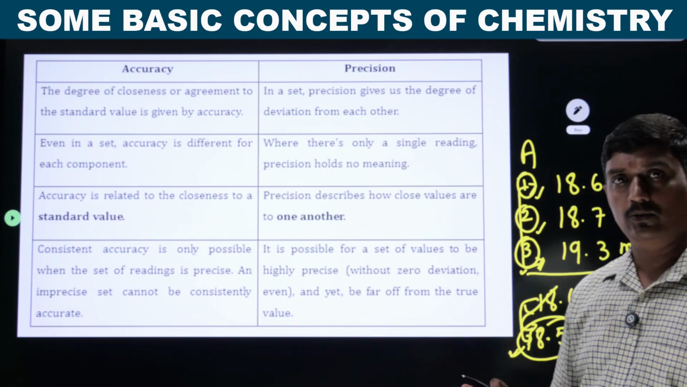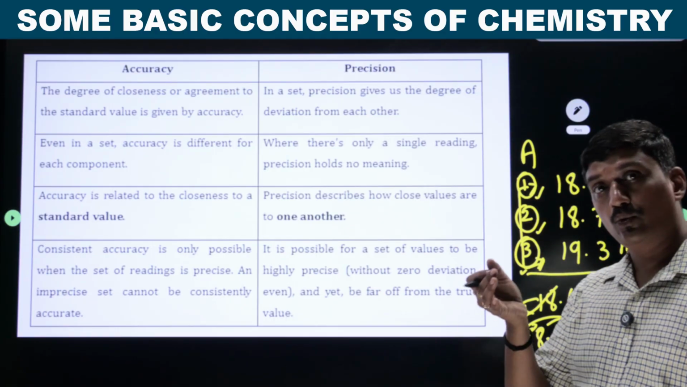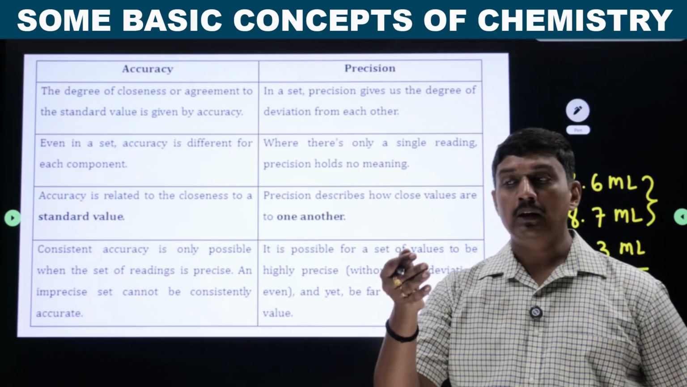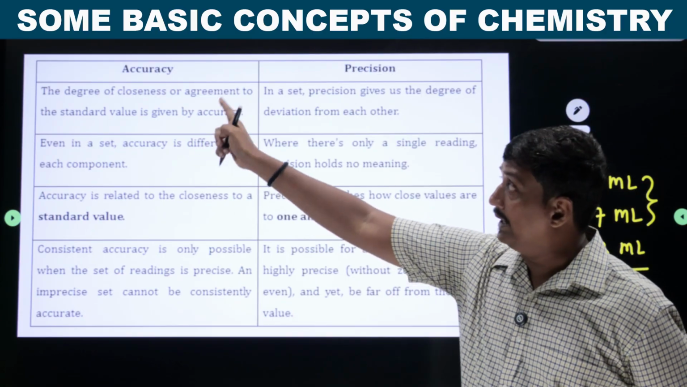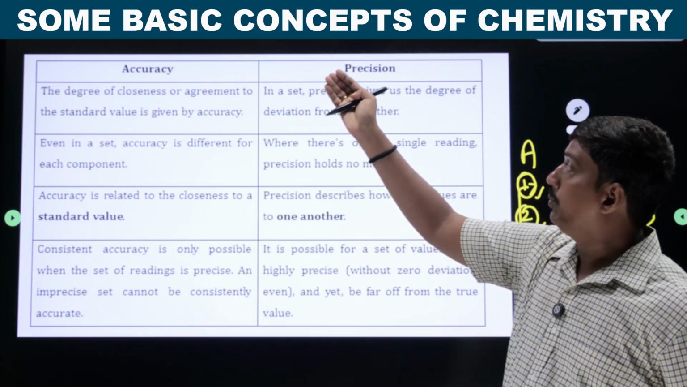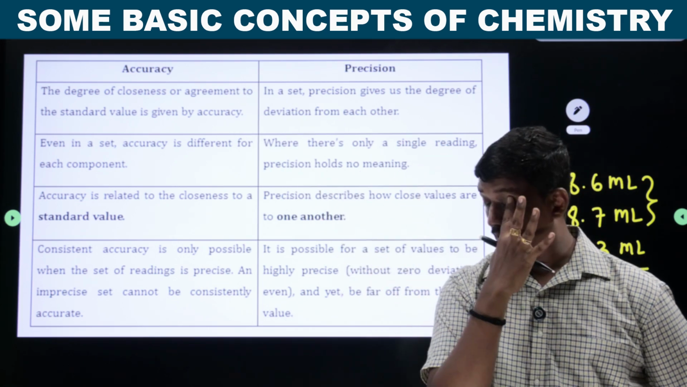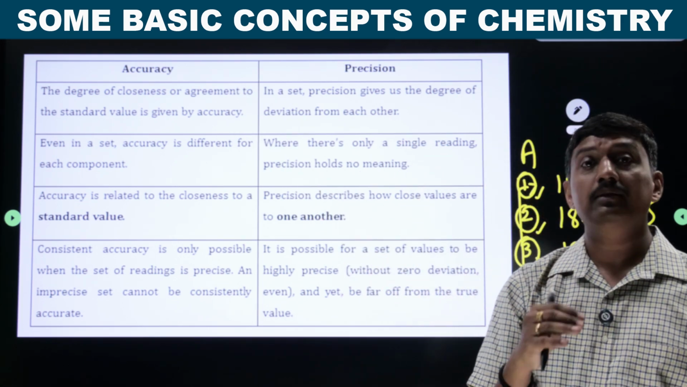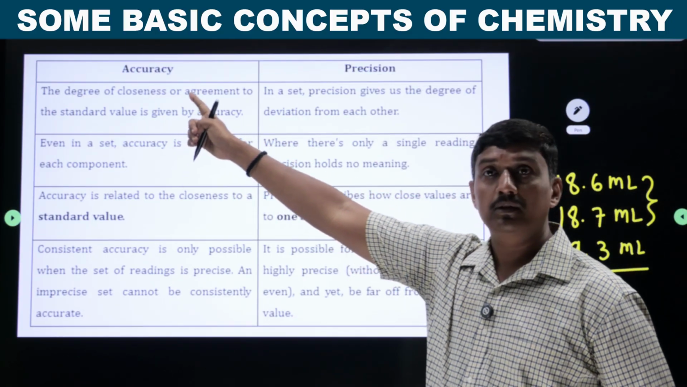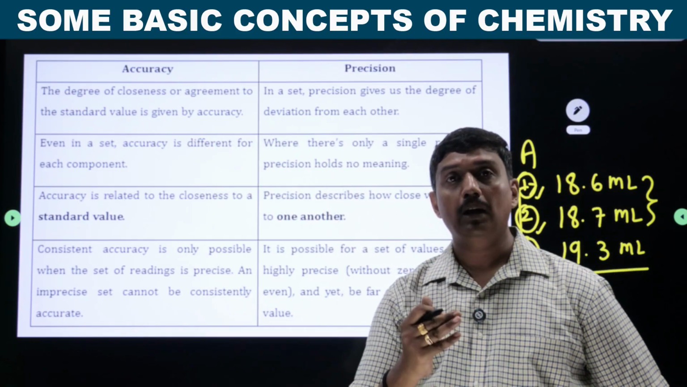This is an accurate value. We should get the same value. How was it obtained? This was also obtained by conducting a series of experiments. So this value directly depends on the precision. The closer the values, the more precise they are, and the accuracy will be authentic. Otherwise, it is unauthentic. So the degree of closeness or agreement to the standard value is given by accuracy.